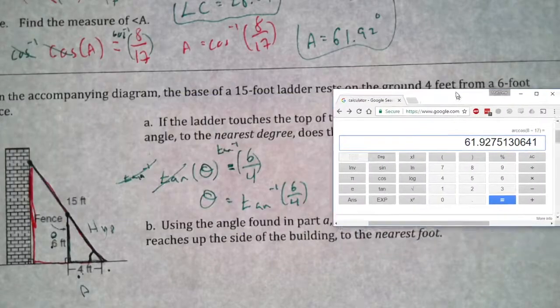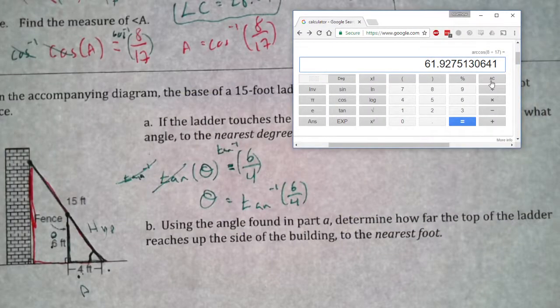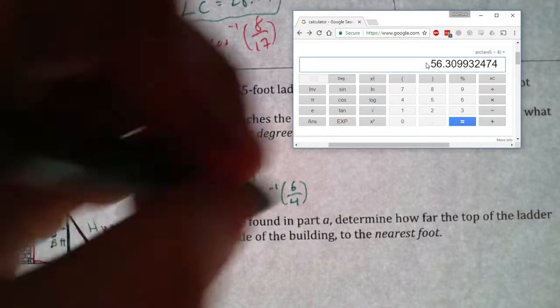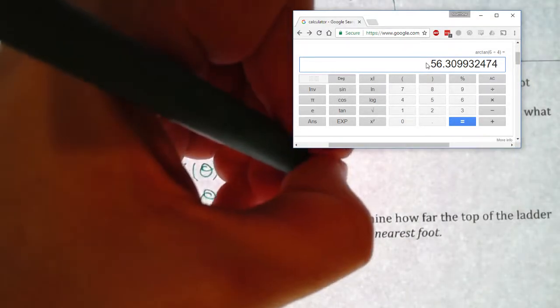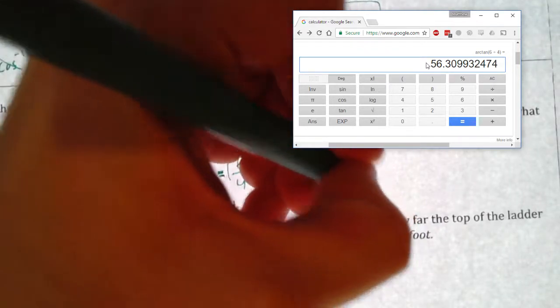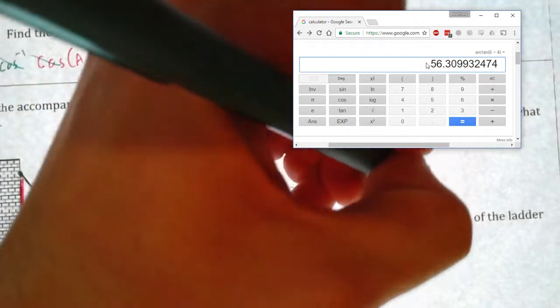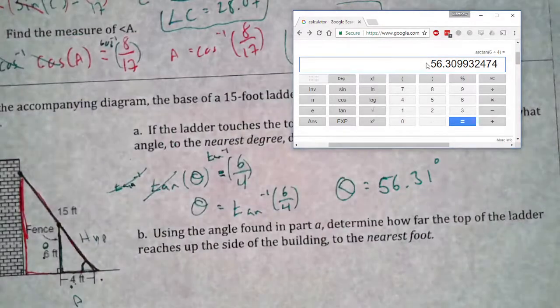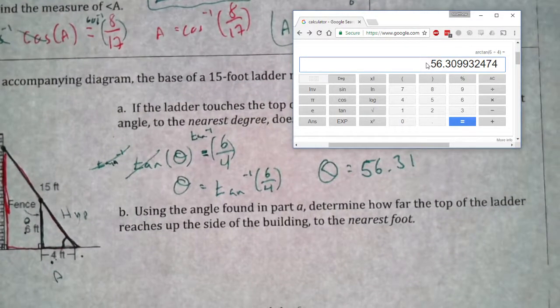Let's bring our calculator back over and take a look. Clear this. Inverse tan of 6 divided by 4, and I get 56.31 degrees. So the angle theta is equal to 56.31 degrees. All right, done with that part.